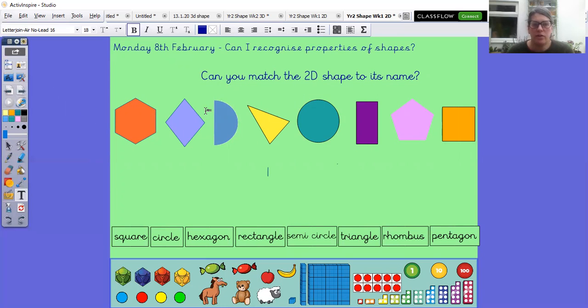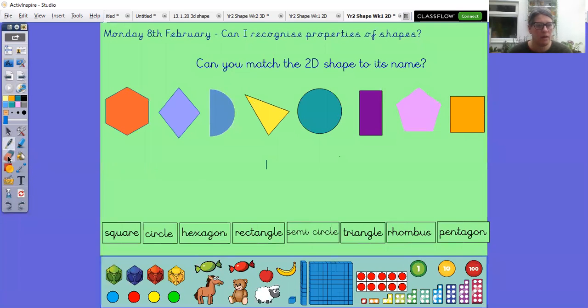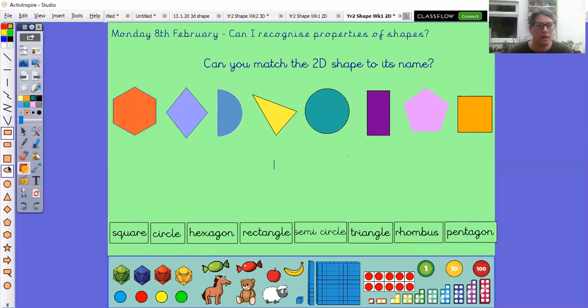So the first thing we're going to look at with our 2D shapes is, can you match the 2D shape to its name? So let's pause the video for a moment and have a look at those and see if you can remember which names go to which shapes. Right, now we're going to draw some lines, joining up our shapes.